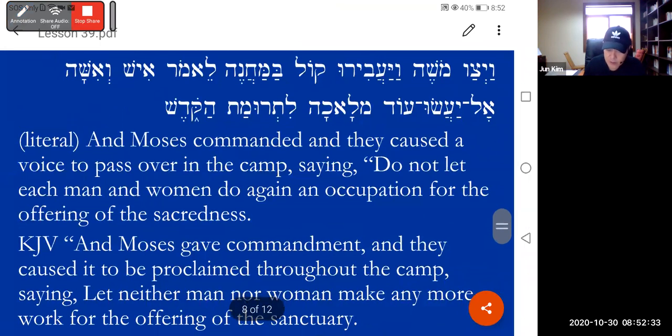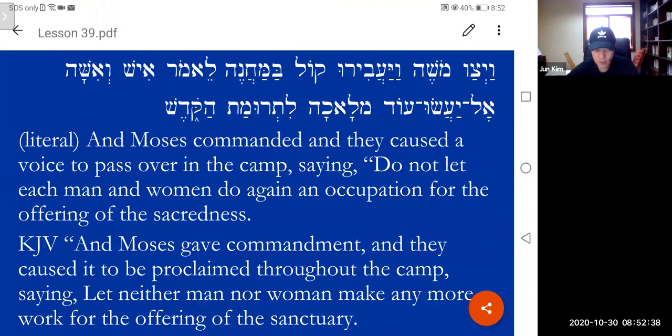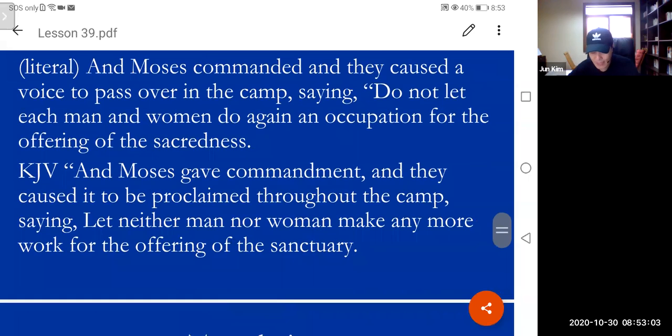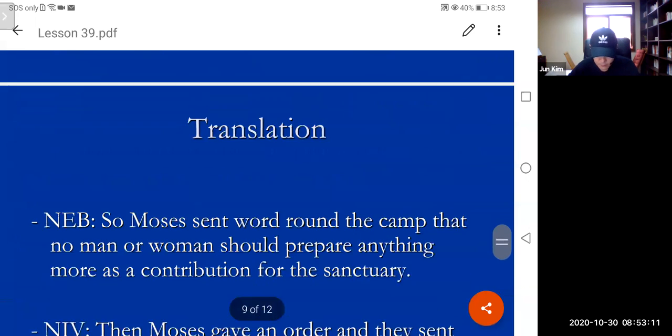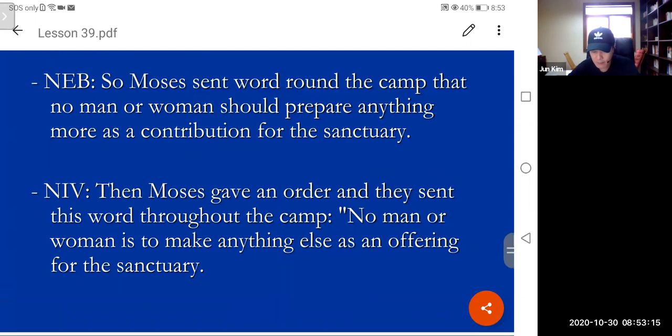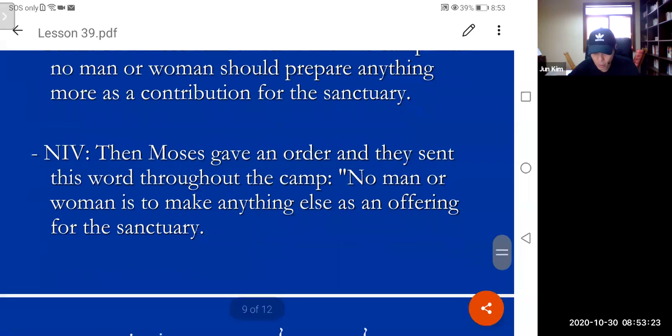The literal translation: and Moses commanded and they caused a voice to pass over in the camp, saying, do not let each man and woman do again an occupation for the offering of the sacredness. KJV's translation is, and Moses gave commandment and they caused it to be proclaimed throughout the camp, saying, let neither man nor woman make any more work for the offering of the sanctuary. So Moses sent word round the camp that no man or woman should prepare anything more as a contribution for the sanctuary. NIV: then Moses gave an order, and they sent this word throughout the camp. No man or woman is to make anything else as an offering for the sanctuary.